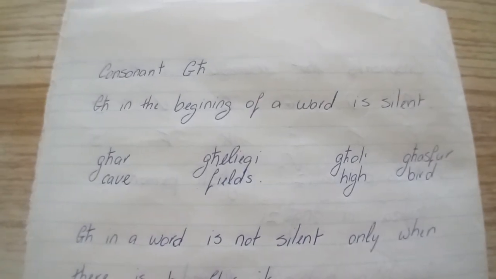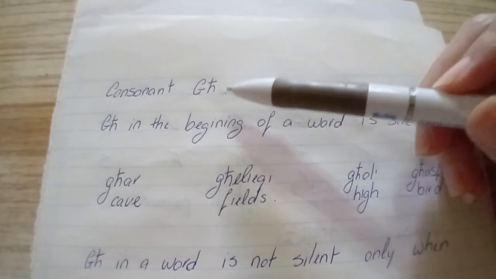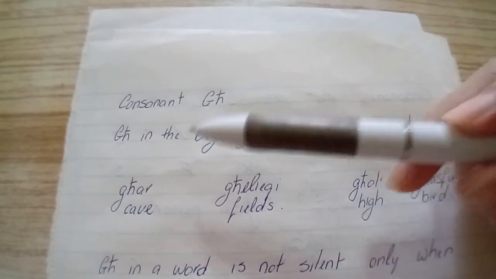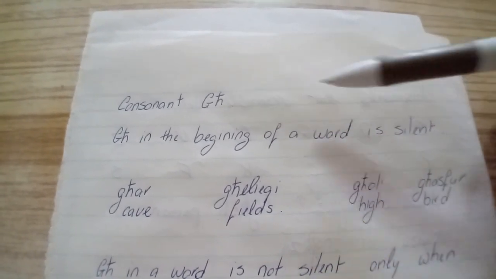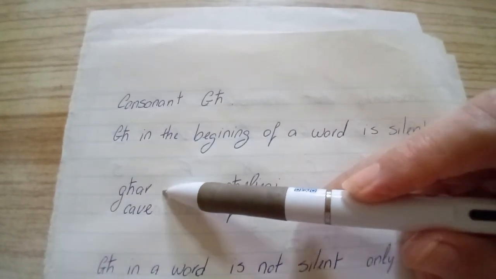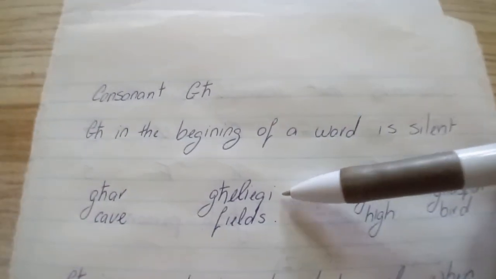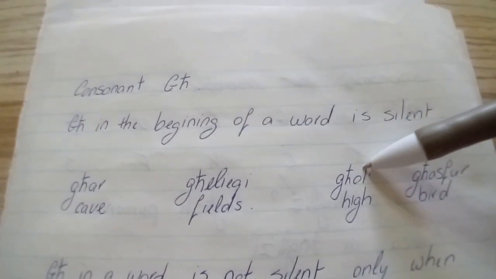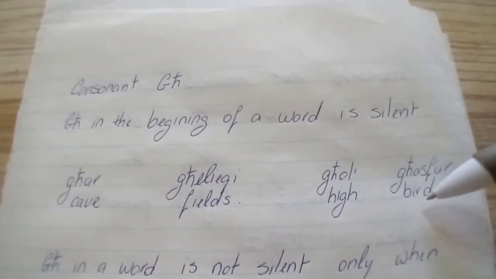I'm going to talk about something about the consonant ein. In our alphabet we have this ein. Ein in the beginning of a word is silent. For example, we have ar, that means cave. Elii, fields. Oli, which means high. Asfur, bird.